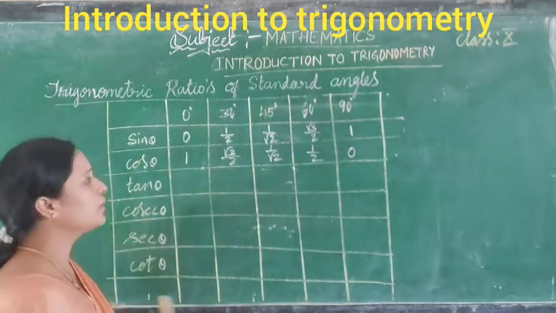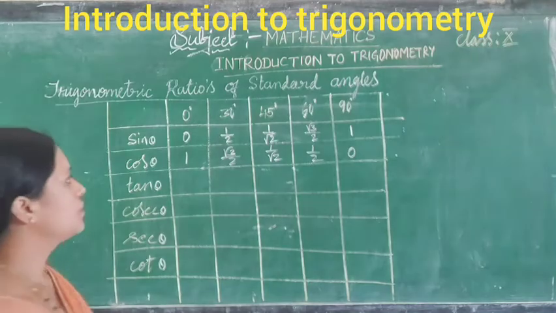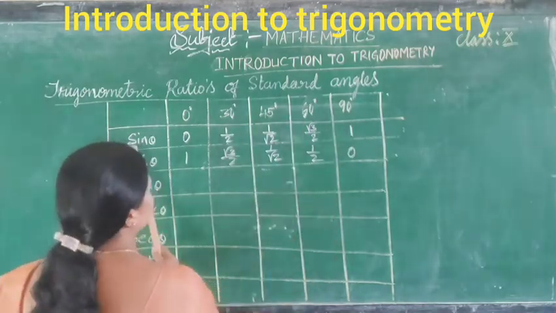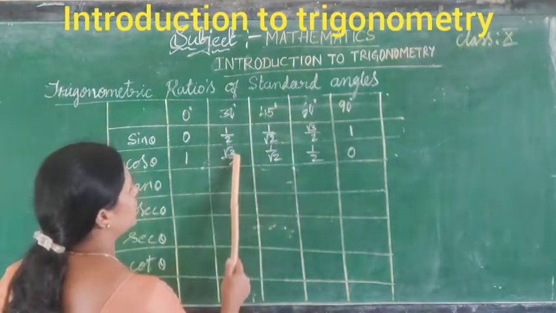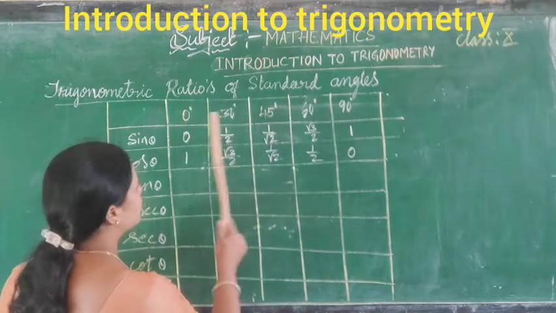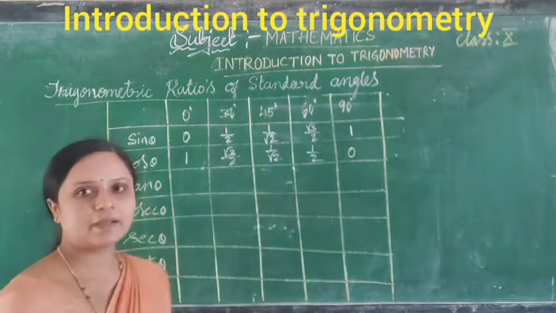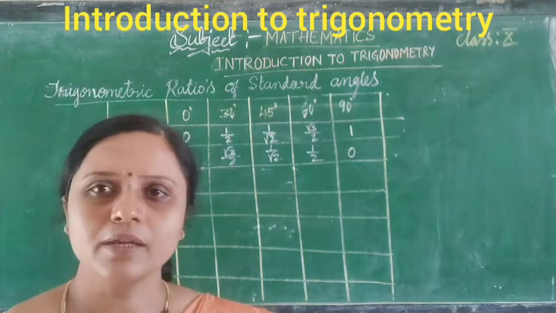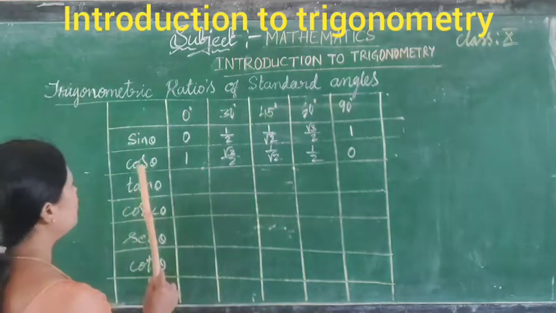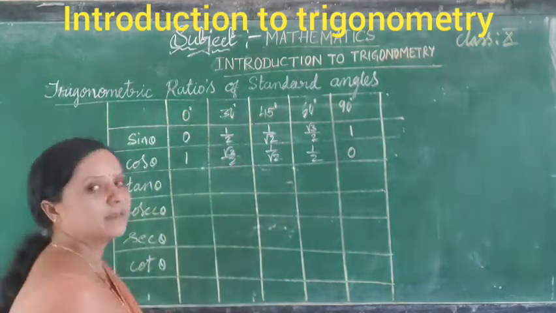So what I am doing? I am doing a very simple thing. I write from this side to this. So 1, root 3 by 2, 1 by root 2, 1 by 2 and 0. Look at this one. I will write in reverse order. Okay. So in this way you can write all the cos values of different angles.